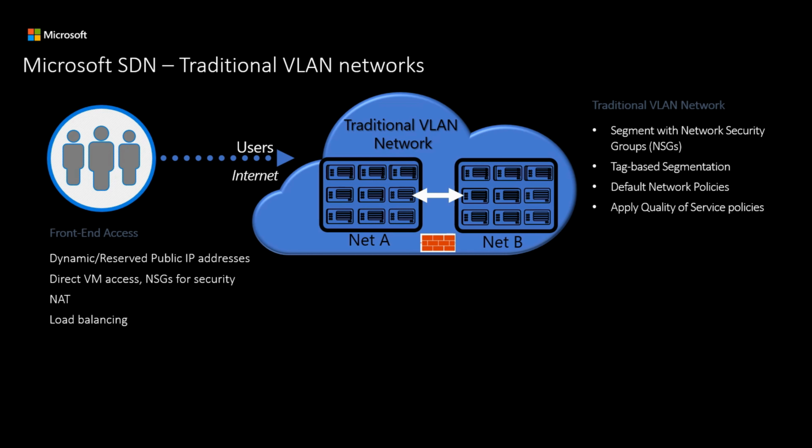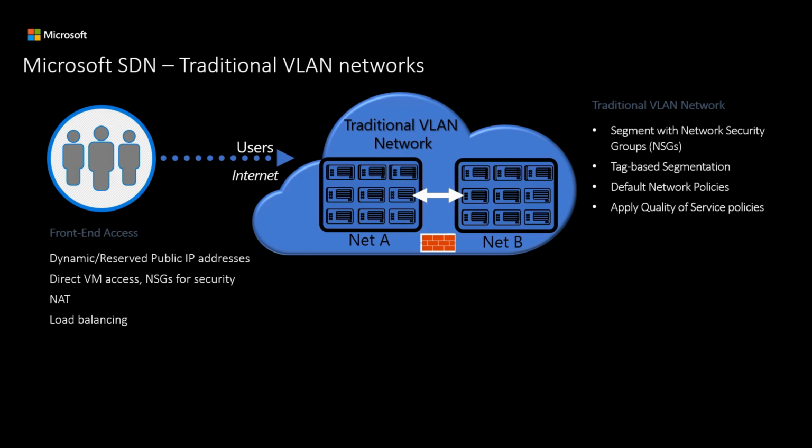First, now you have network security groups that you can place on your SDN logical networks. And again, those are just traditional VLANs, but we take the VLAN, we enter that into network controller's database, and now you can start plumbing network security groups. Additionally, you gain tag-based segmentation, you gain default network policies, and also quality of service policies. So again, it's a huge lift compared to what you had without network controller. And this is just deploying NC.